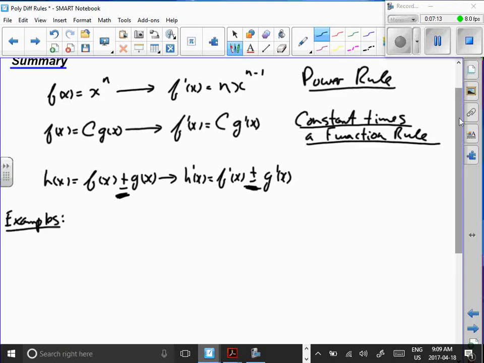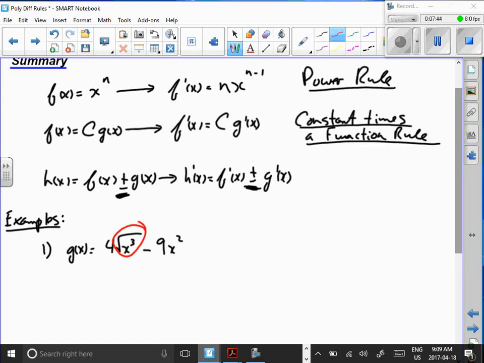Well, we'll do 2 examples. So let's say we had g(x) equal to 4 times x cubed, the square root of x cubed, minus 9x squared. Okay? So if we have something like this, we need to deal with this thing.